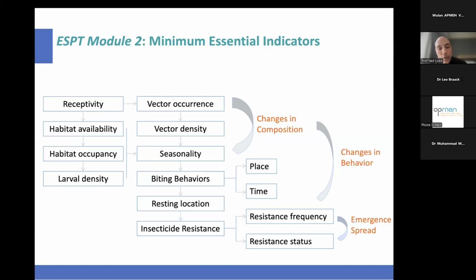And of course, what we always do, look at insecticide resistance, the emergence and spread of insecticide resistance. So the three main things that I see that can possibly change when we implement an intervention and that we need to track are changes in composition, changes in behaviors, and the emergence and spread of insecticide resistance.